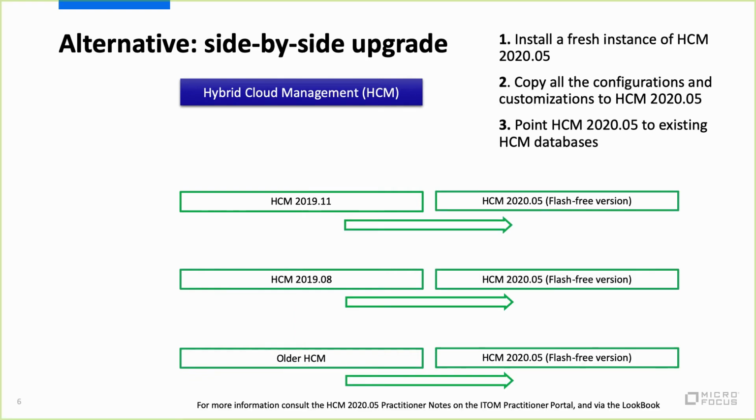For HCM, there is an alternative that you might want to consider. And that alternative is called a side-by-side upgrade. And a side-by-side upgrade simply means that you're going to install HCM 2020.05 in parallel of what you are currently running. You're then going to copy all the configurations and customizations that you made in your current implementation over to HCM 2020.05. And when that is done, you're going to point HCM 2020.05 to your existing databases. Now, the downside of this approach is, of course, that you temporarily have to run a double infrastructure, but there are significant advantages. A first advantage is that no matter where you are, you always only need to take one hop to upgrade.